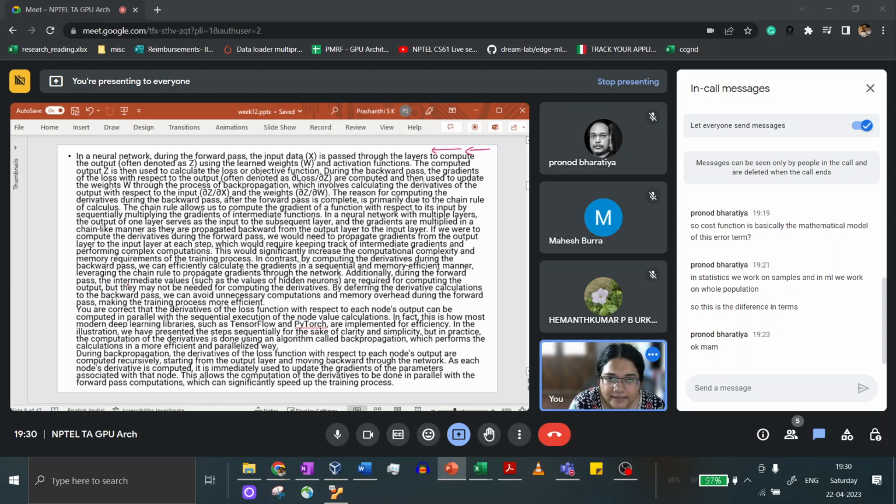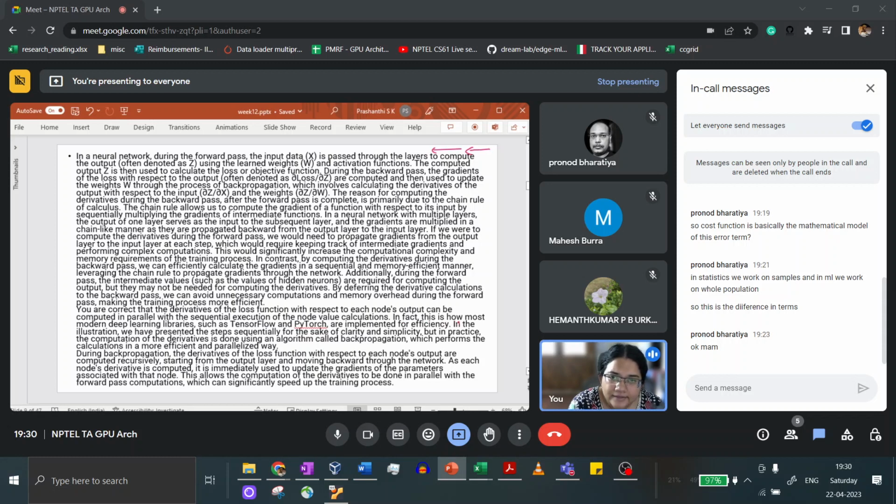Additionally, during the forward pass, the intermediate values are required for computing the output, but they may not be needed for computing the derivatives. Again, this matters because of memory. So you already need intermediate values to compute the output for the forward pass, but you might not need that for the derivatives. So you're adding more to the memory requirements of the forward pass by doing this at the same time. So we can avoid unnecessary computations and memory overhead during the forward pass, making the training process more efficient. But you're correct that the derivatives of the loss function with respect to the output can be computed in parallel with the sequential execution of the node value calculations.